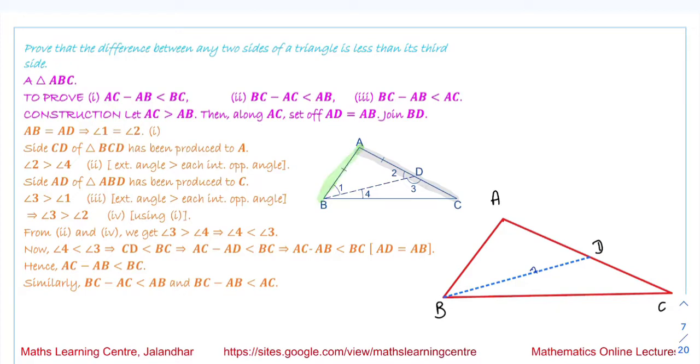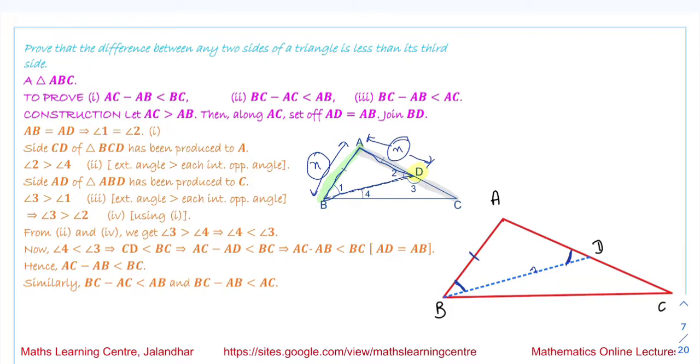Now if this length is greater than AB, the next thing we are going to do is some construction. We have marked a point D over here such that if this length AB is X, then this length is also X. So if we look at triangle ABD, these two sides are equal in length. If these two sides are equal in length, then these two angles are also equal.